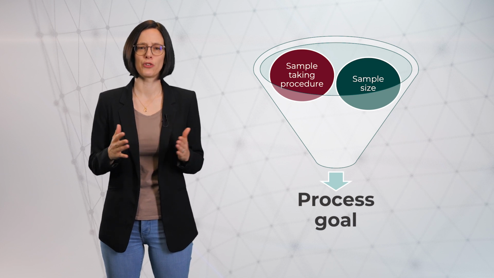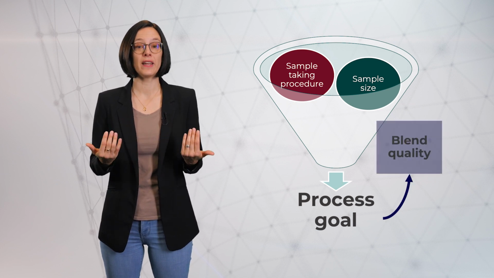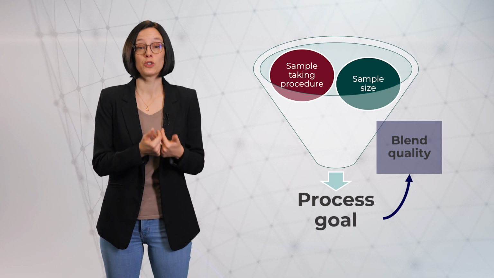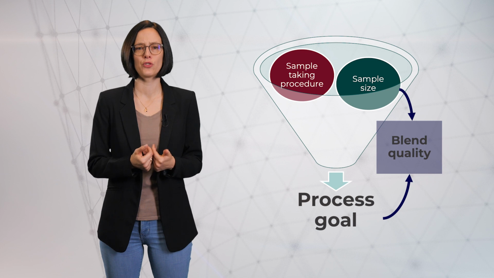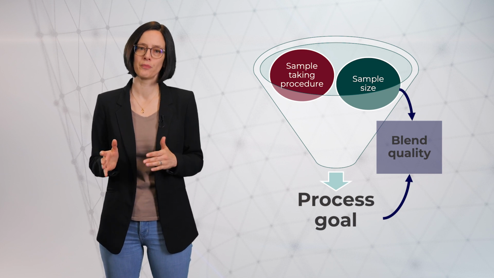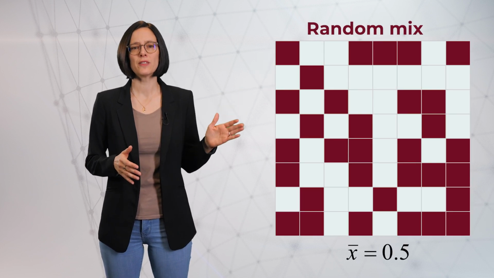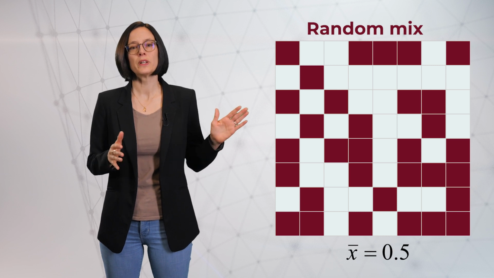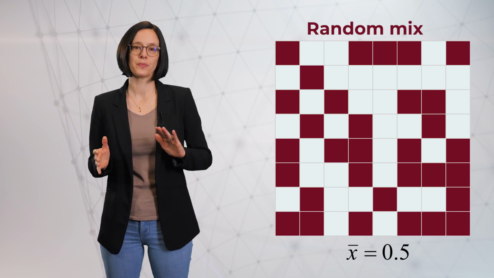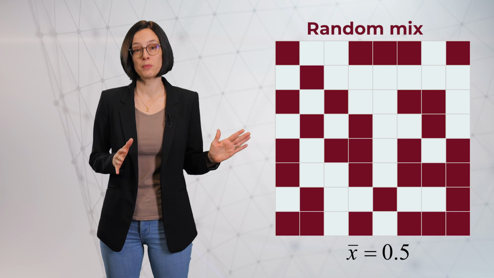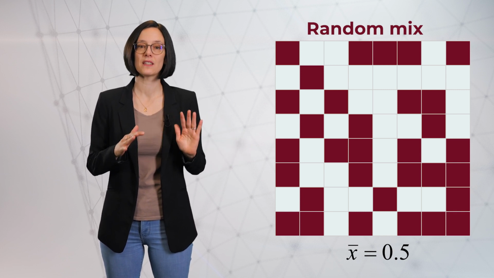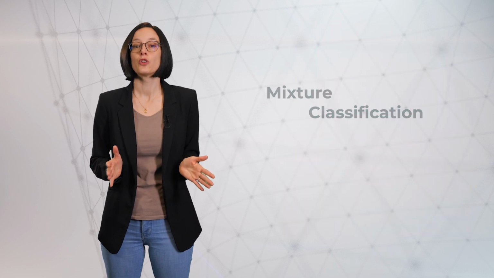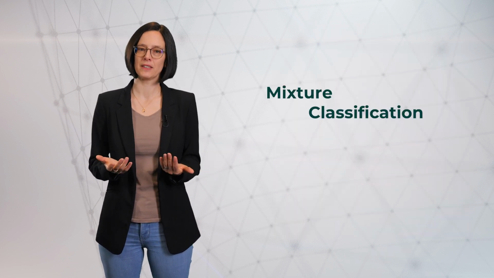To define the process goal, we need to define the blend quality we want to reach. To do that, we need to understand the effect of sample size on the result. What you see here is a random mix of two substances with equal mass of red and white. It is not a perfect mix, but I already explained that in powder mixing a perfect mix is impossible. So now how do we classify this blend?